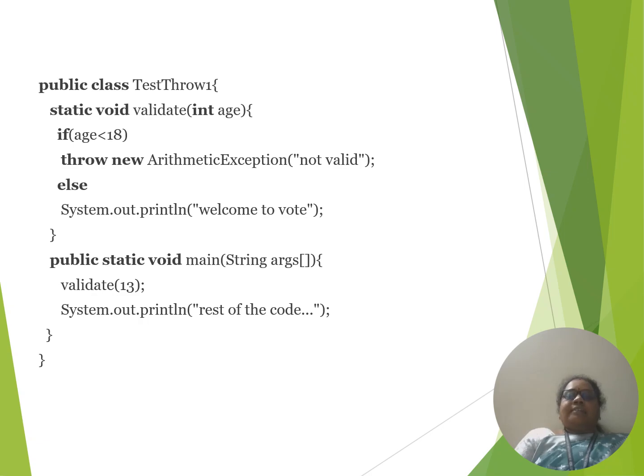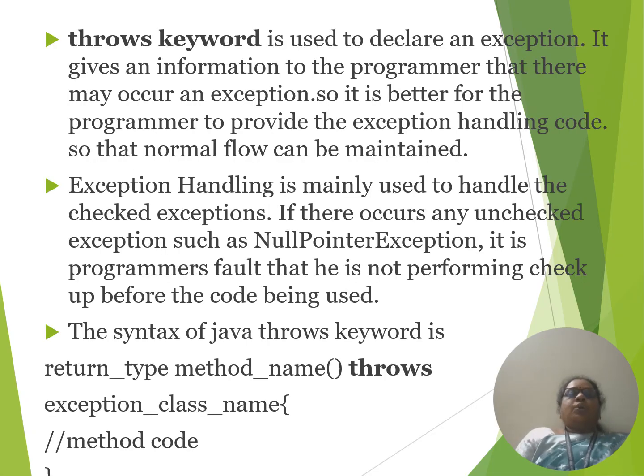If age is less than 18, throw new ArithmeticException. That is, when we enter the value 17 or 16, it is not a valid input, so we can throw this exception as not valid. Otherwise, welcome to vote. In the public static void main function we call the method validate(13), and then the rest of the code.